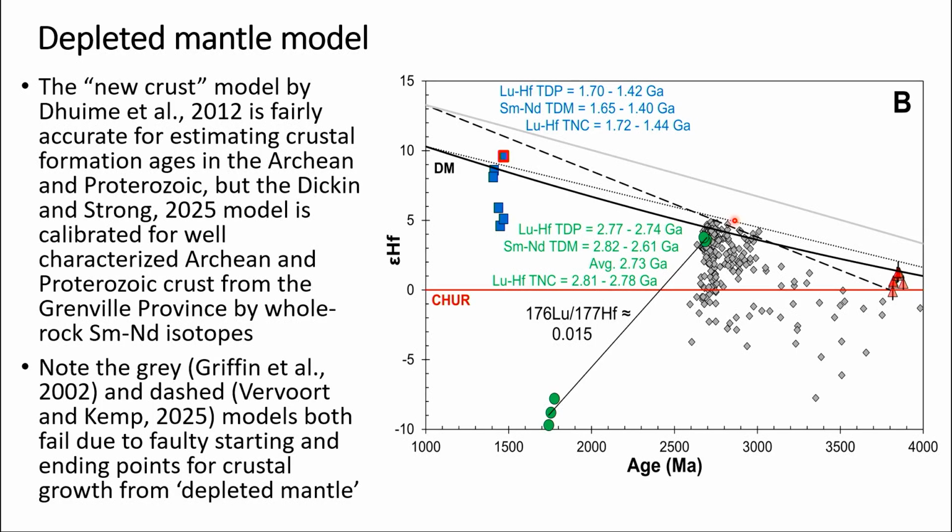The next best model is the Dewey et al. model, the new crust model, which is fairly accurate for estimated crustal formation ages in the Archean and Proterozoic. But our model is characterized for Archean and Proterozoic crust in the Grenville Province, which have been analyzed and characterized by whole rock neodymium isotopes.